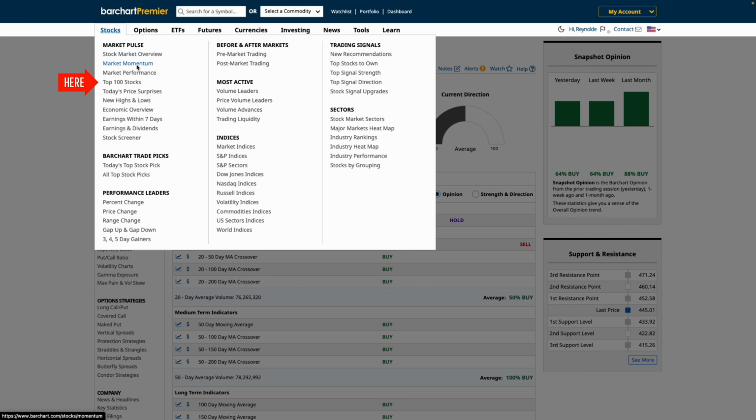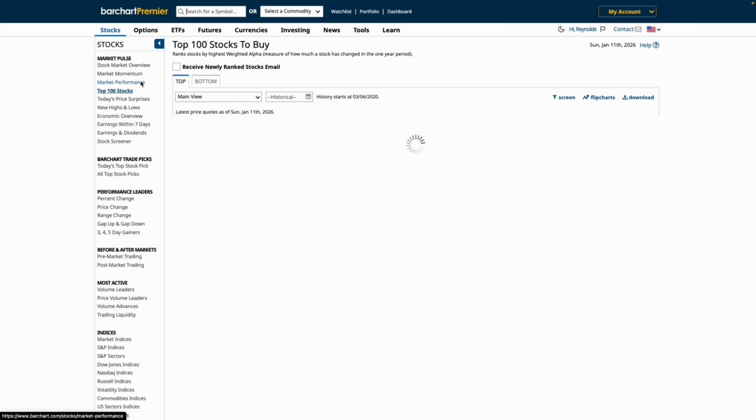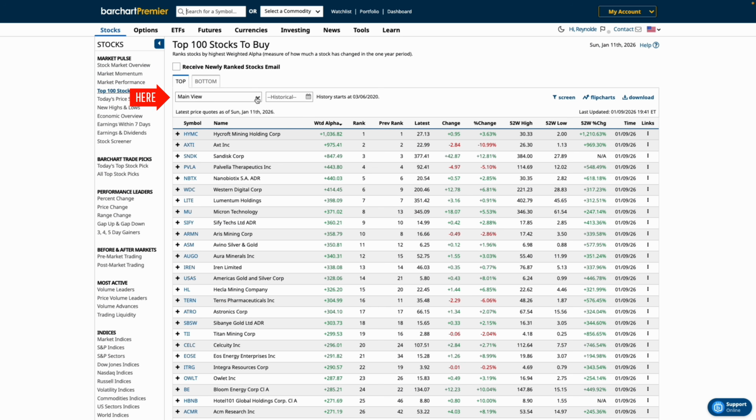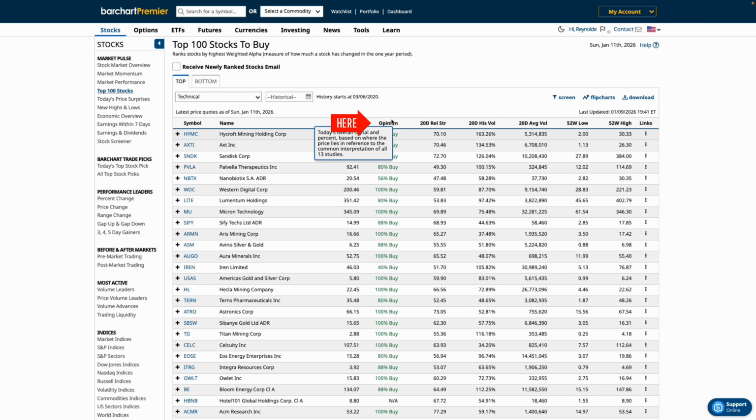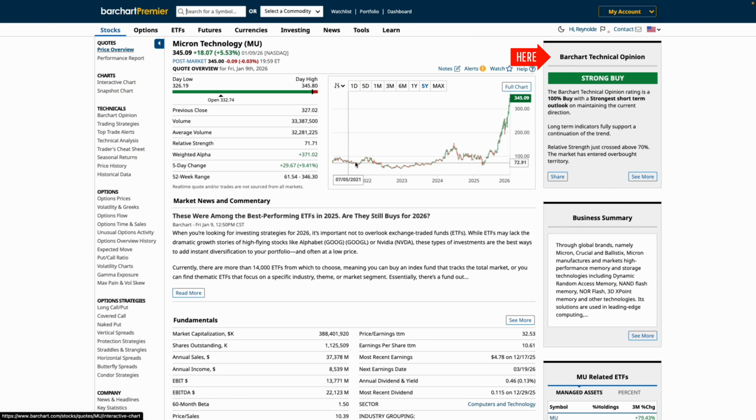Click on the Stocks tab and select one of our top stock lists. When you view any of our lists on Barchart, you can change the list view to technical. Here, you'll see the Barchart Opinion directly inside the list where it's available as a sortable column. You'll also see it on every quote page, whether you're looking at a stock, ETF, futures contract, or Forex pair. No matter the asset class, Barchart Opinion is always calculated the same way.